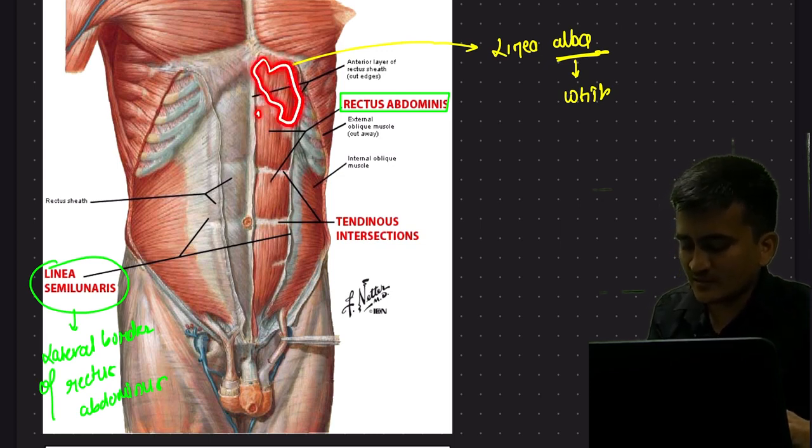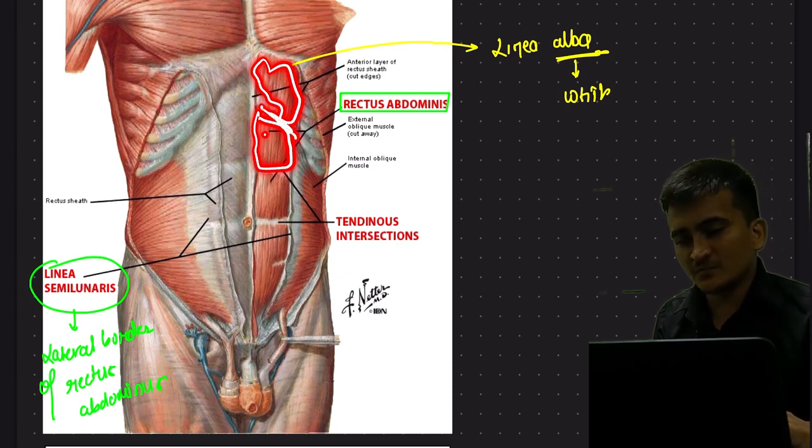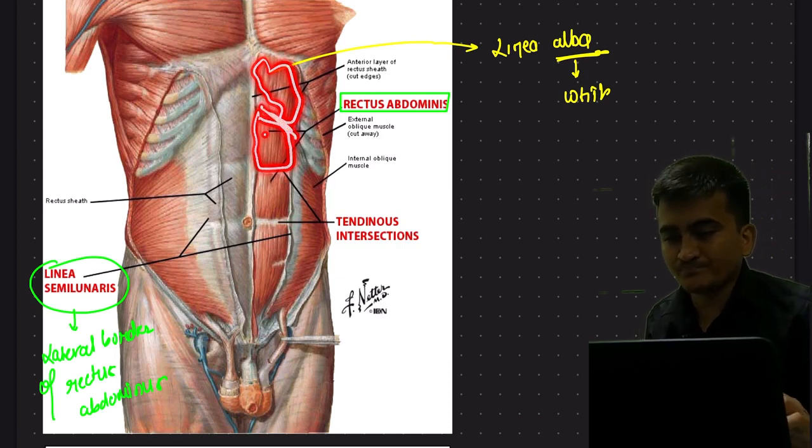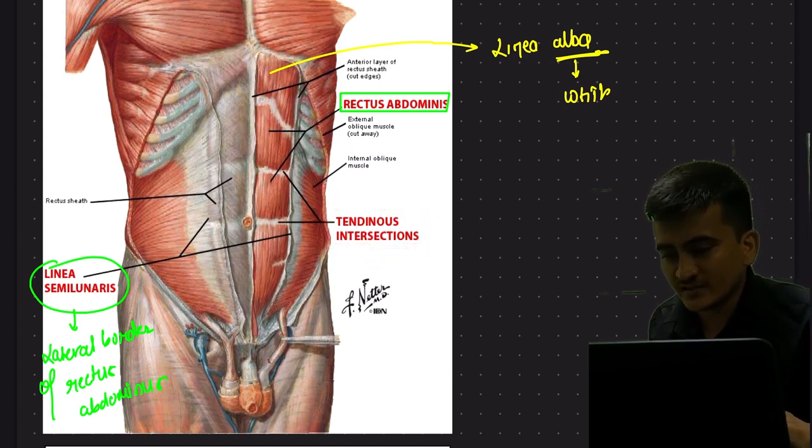So tendinous intersections are between the rectus abdominis muscles. This is one rectus abdominis, this is another rectus abdominis muscle. Between the rectus abdominis muscles, there will be the appearance of packs. Now these packs are because of what? Tendinous intersections. That's all, tendinous intersections.